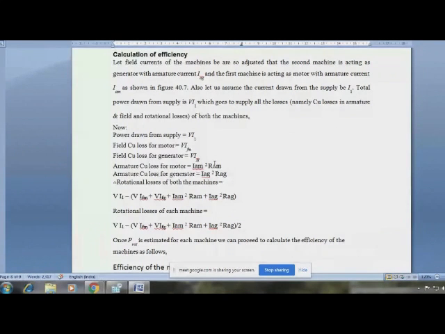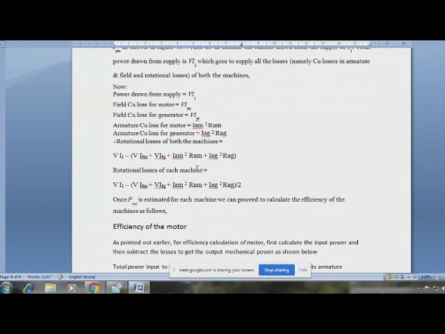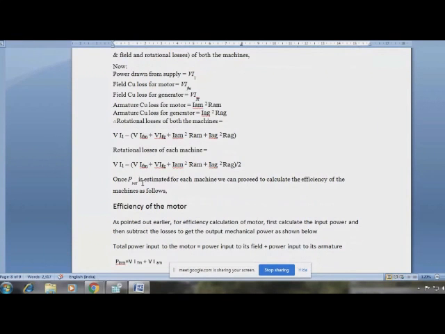And therefore the rotational losses of both the machines. Please note, now we are finding rotational losses of both the machines put together, which is input VI1 minus these losses. And since we have taken two identical machines, the rotational loss per machine is the entire thing divided by 2. So this is what we call P rot, rotational loss. Is it clear?